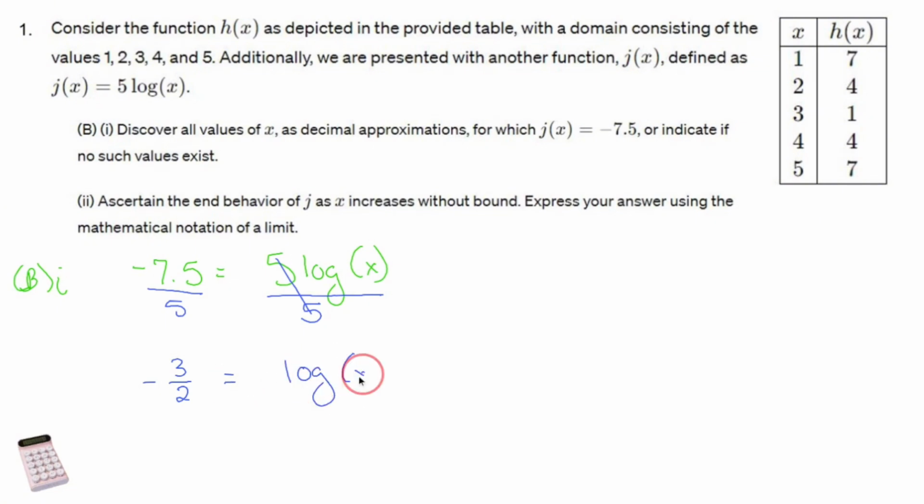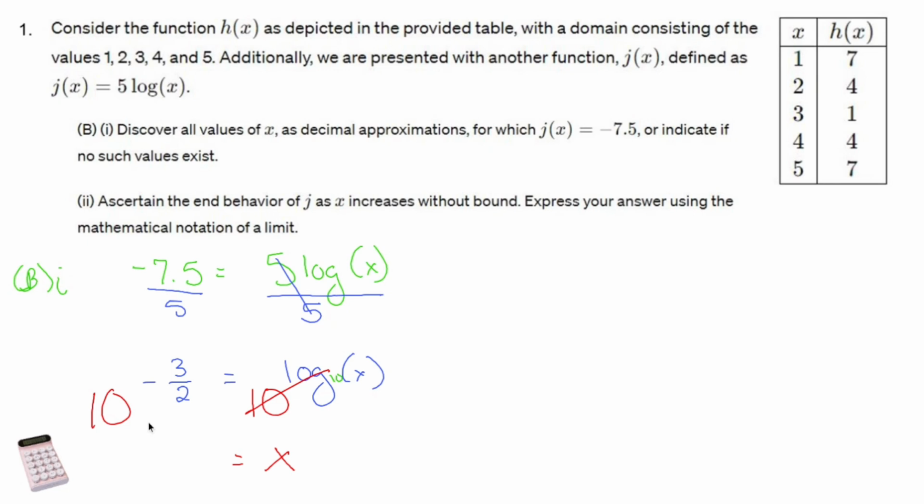Now, again, log of x means invisible base 10. If I want to get x all by itself, I can take the 10 to the power of both sides. Bad grammar? Absolutely. You could just write this out in exponential form, but I prefer doing it this way. So x is going to equal whatever 1 over 10 to the 3 halves is.